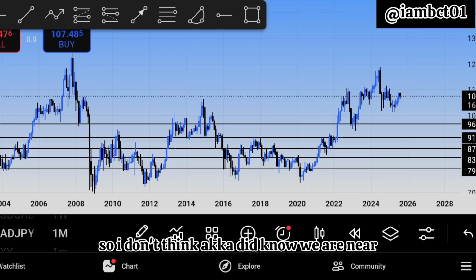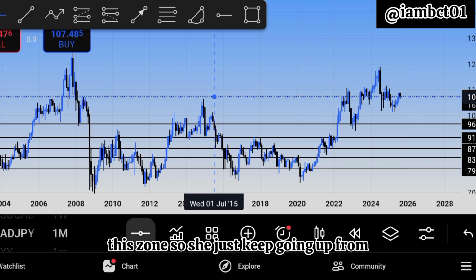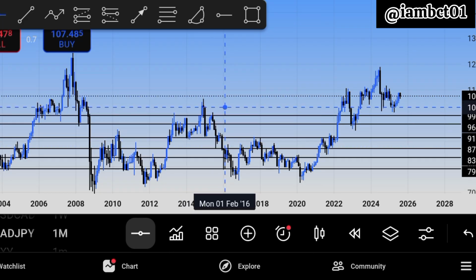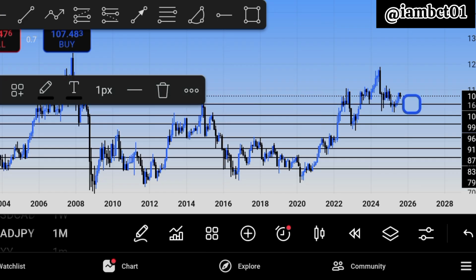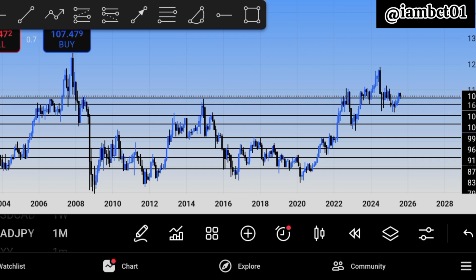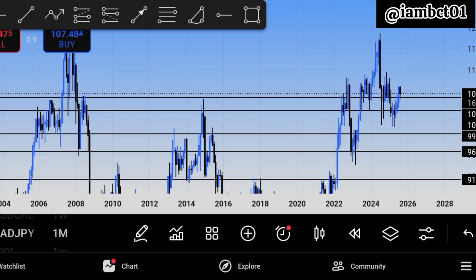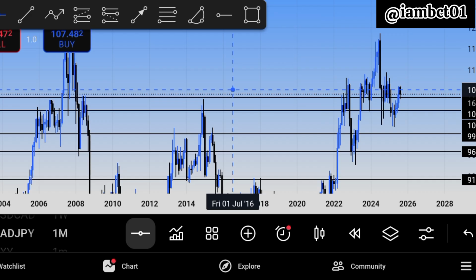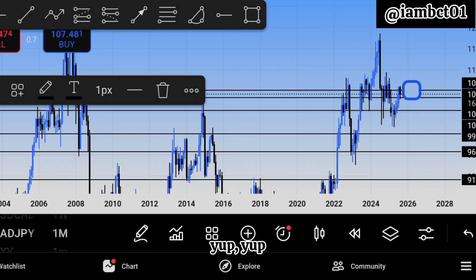So I don't think the market is anywhere near these zones. If you just keep going up from where it stopped, where is the zone here? And here. Then here.